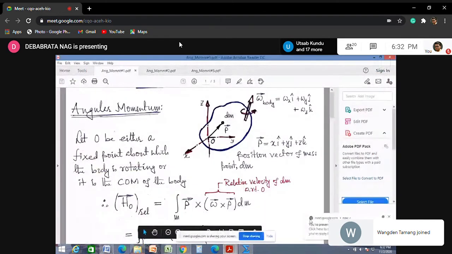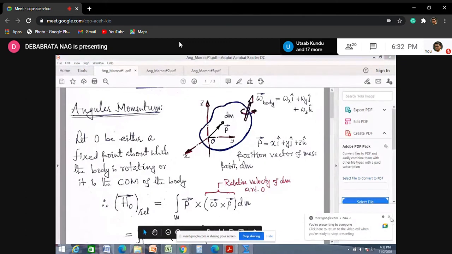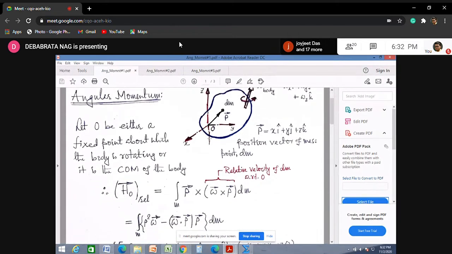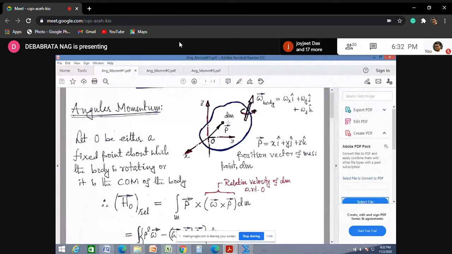So before we went out for the puja break, you remember that we discussed the angular momentum of a rigid body. And in this section, basically, we have calculated the relative angular momentum of the rigid body, which is undergoing an arbitrary space motion, represented by this angular velocity.